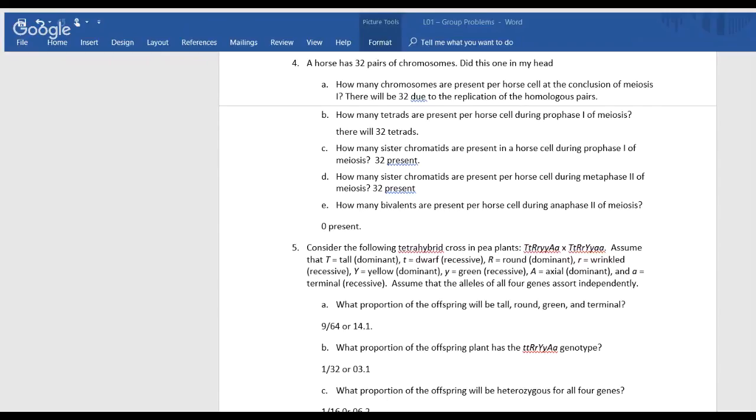How many bivalents are present per horse cell during anaphase 2 of meiosis? So bivalents are referring to the homologous chromosomes. During anaphase 2, they're actually going to break apart. And the thing is, during meiosis 1, they had split the homologous chromosomes. So there actually is not going to be any bivalents, because bivalents are referring to how many homologous chromosome sets there are. So there originally would be 32 in meiosis 1.